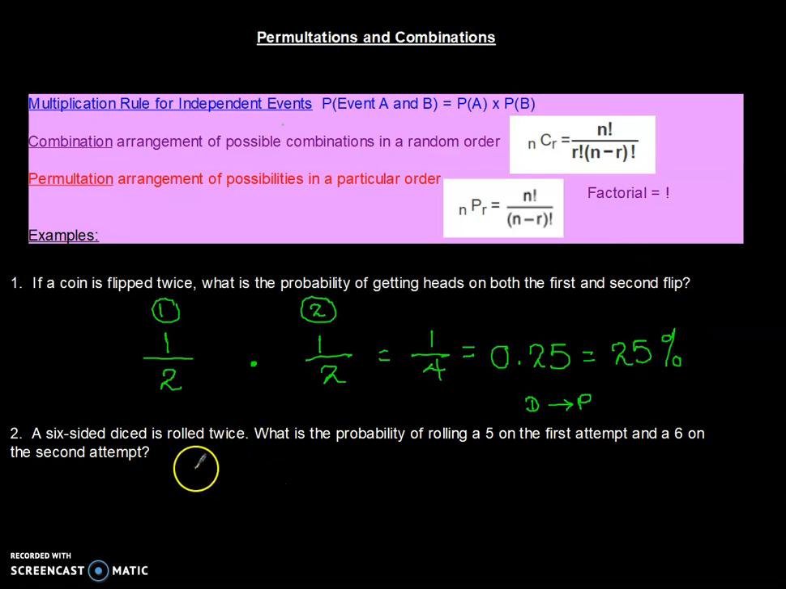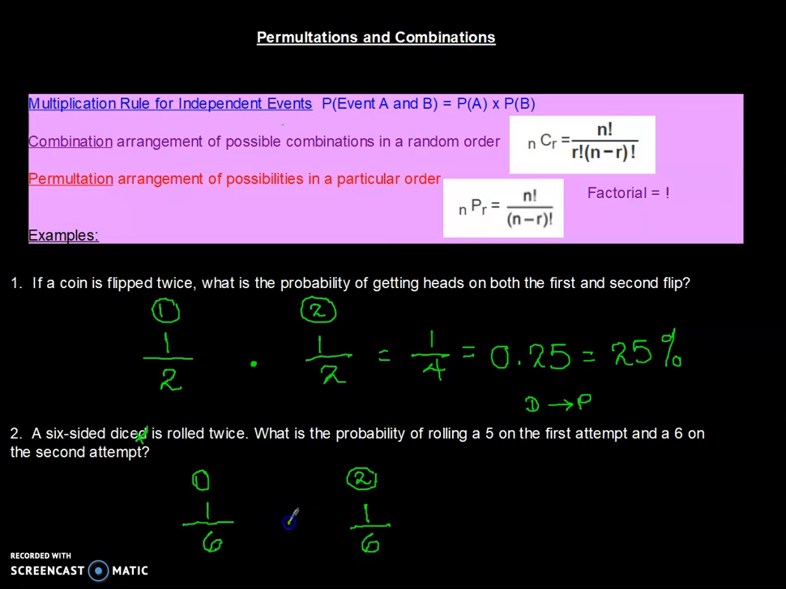So same thing here. You have a six-sided dice. Sorry, spell check here. It should say the dice is rolled twice. What is the probability of rolling a 5 on the first attempt? Let's note out the first attempt. If you look at a dice, there's one 5 on it, and there's a total of 6 possibilities. So a 5 on the first attempt, and a 6 on the second attempt. On the dice, there's only one side that has 6 dots out of a total of 6 different possibilities.